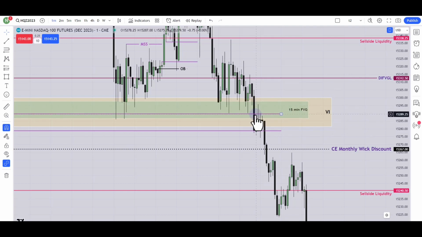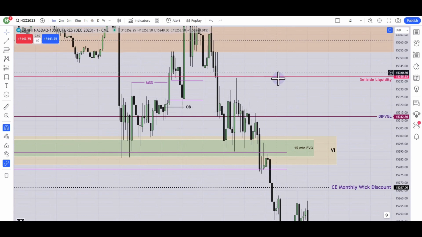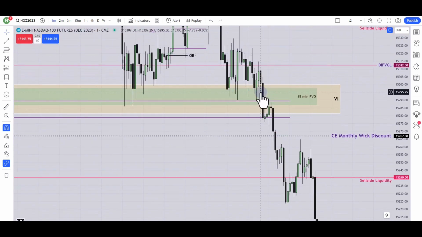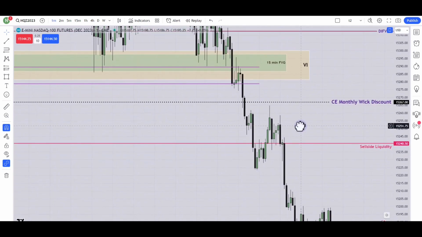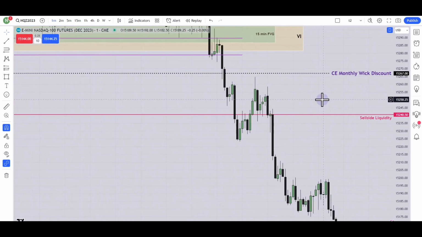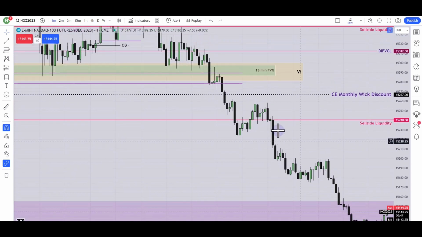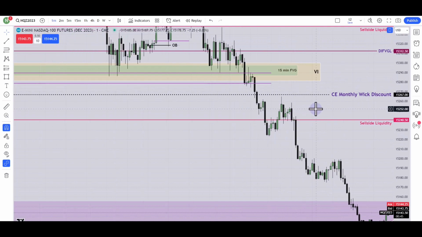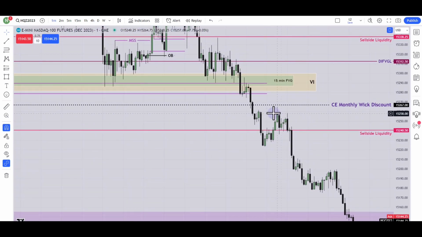I was thinking maybe this is the liquidity run and then price will go higher again. Instead of that, it respected this fair value gap, also the consequent encroachment, volume balance, and 15-minute fair value gap. You can see all of this, and then it nicely broke down lower. When it broke here and cleaned all of this sell side liquidity, I just closed my chart, because in that moment I was thinking, if I go to the market now, I will take the loss.